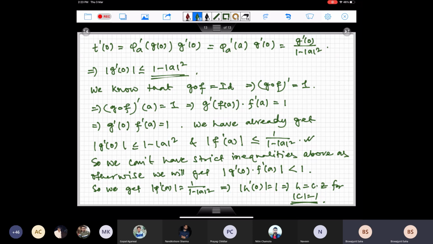Okay, and therefore what we get is that the moment I get equality here, I get mod of h prime of 0 is equal to 1, and therefore I get h of z is equal to c times z. So this is by Schwarz lemma part 2. Okay, so this is what completes the proof of the theorem that I had left in the last class. Is it clear to all of you? Yes. Okay, so therefore now what do we know?